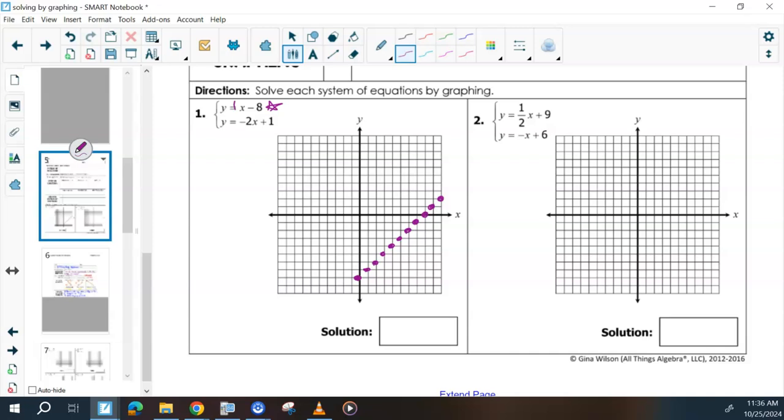And then go the opposite way, down 1 and left 1. Once you have all of your points, go ahead and draw a line through it as straight as possible. Make sure you have arrows at the ends, because lines go on forever and ever.